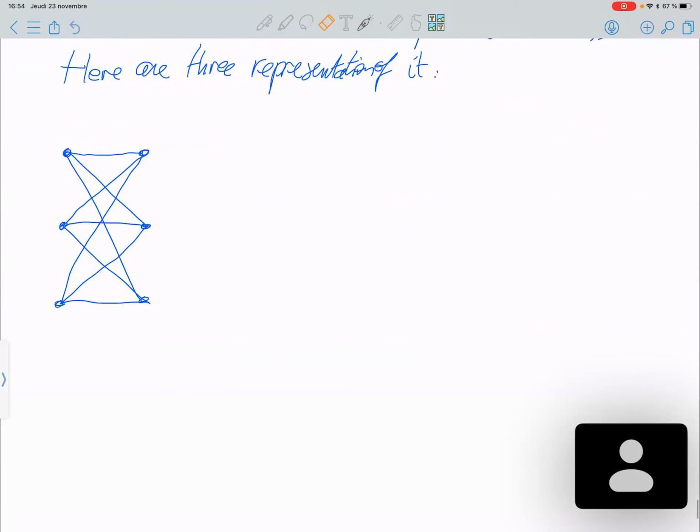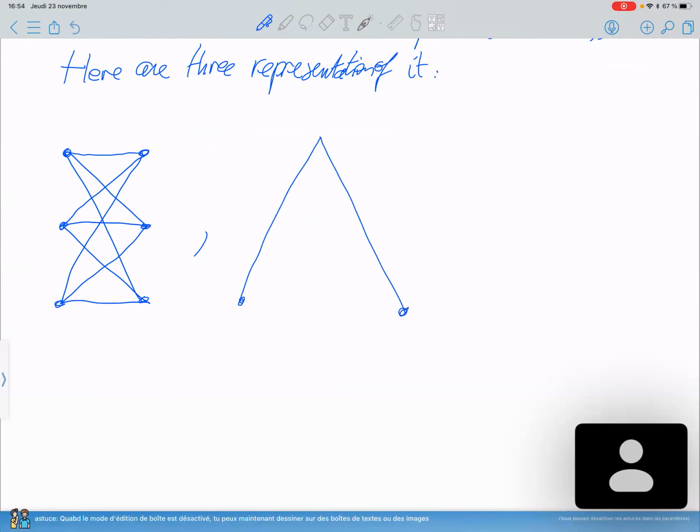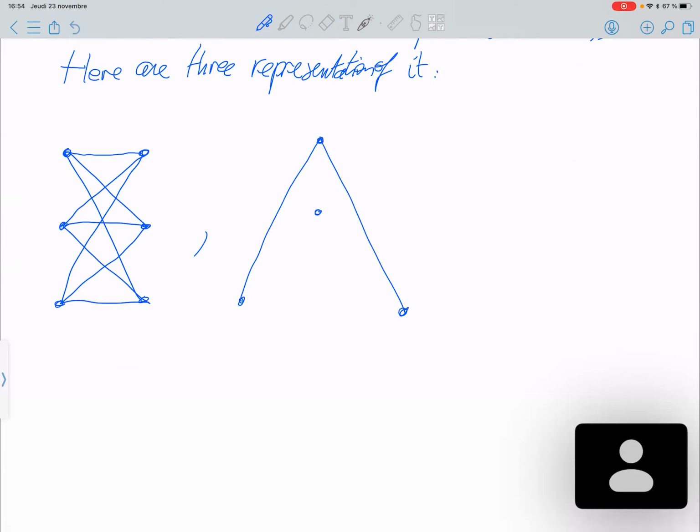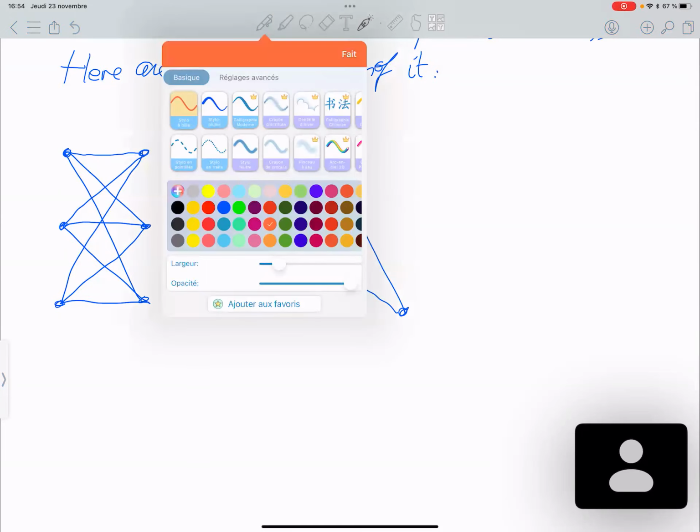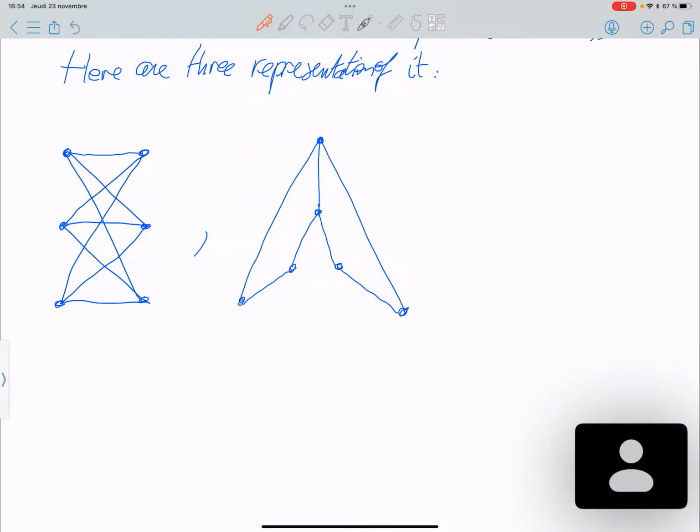But this is equivalent to this graph, in fact, which looks much closer to the regular representation of the triangular prism. You see they will have a small variation. Here is the same, here is the same. The small variation is here. We will have something like that.